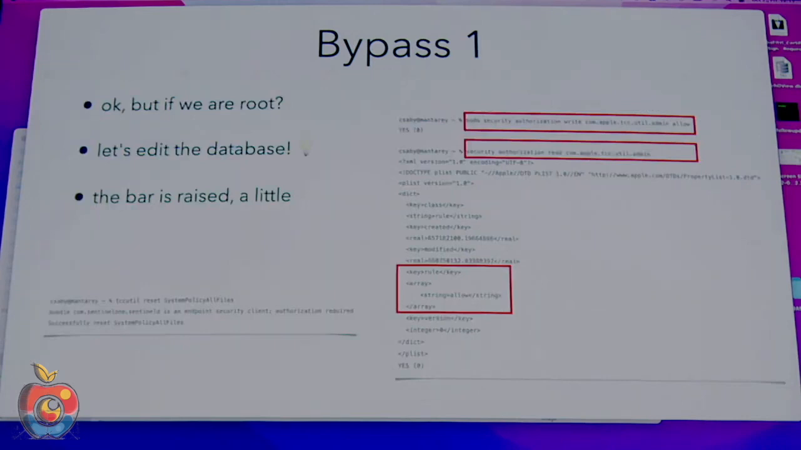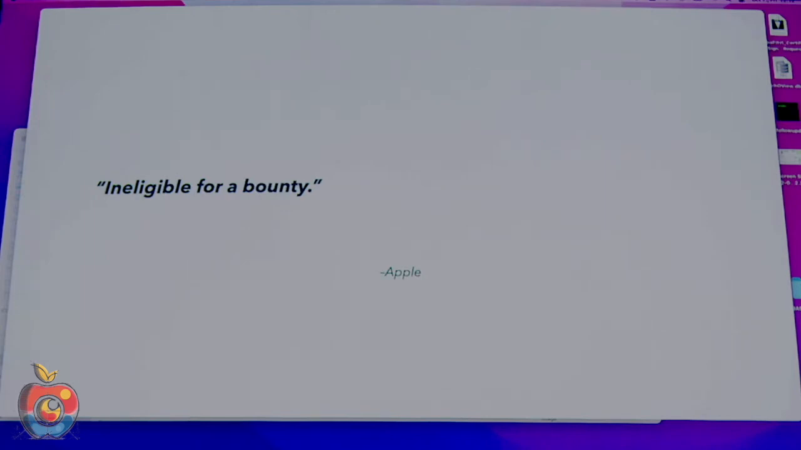But what if we are root? If we are root already, and we assume that we are root because we need to kill the endpoint security client, we can just edit the database. If your authorization database is not protected by anything, if you are root, you can change it freely as much as you want. So we just edit the rule and say allow. And then we go back to tccutil and reset, and done. Ineligible for a bounty. Even more unfortunate, because I was really working hard on this.